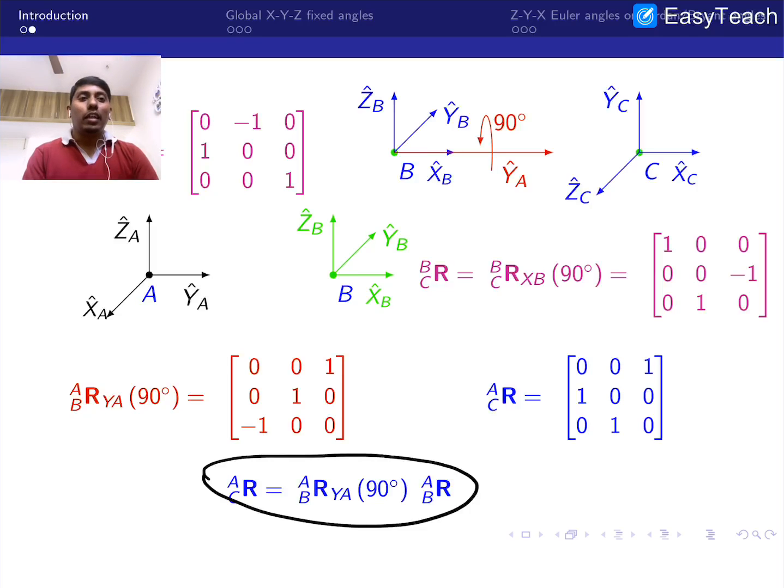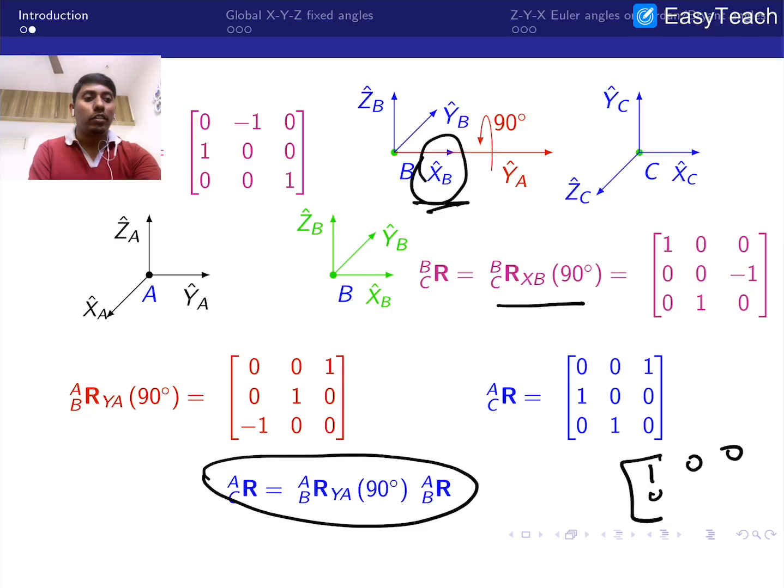Whereas you can see the B frame with respect to B frame, what is it equivalent to? We have rotated 90 degrees with respect to the XB axis, right? So if I rotate this, what will happen? You know already the X axis rotation: this is cos 90 and this is minus sin 90, and this is sin 90 and cos 90, and this is 0. Now if I substitute, this is what is going to come. So this is 1 and this is minus 1.